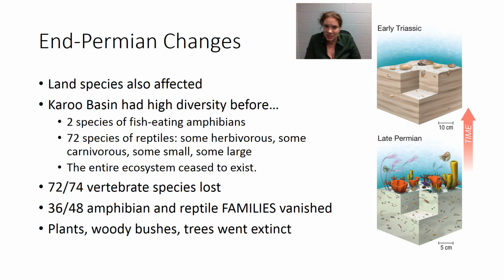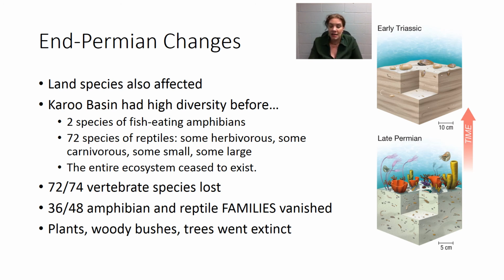The land species were affected too. It wasn't just the oceans. In this one particular region, called the Karoo Basin, they found 2 species of fish-eating amphibians. They died out. 72 species of reptiles, some of which were herbivores, others were carnivores. They varied in size. They all died out. That whole entire ecosystem, the entire Karoo Basin, died. It just vanished. It was gone. Kaput. There is no more.